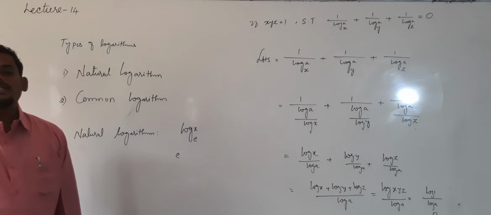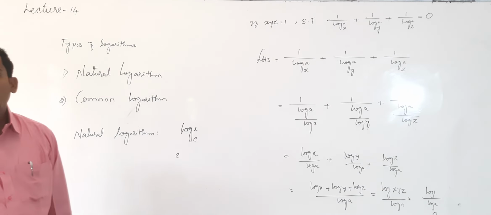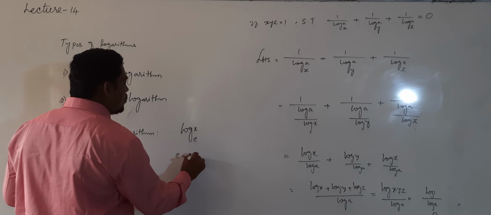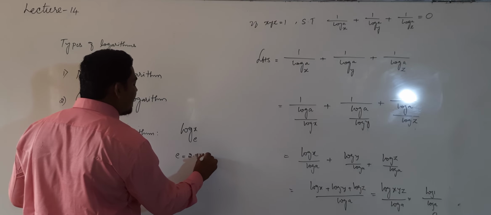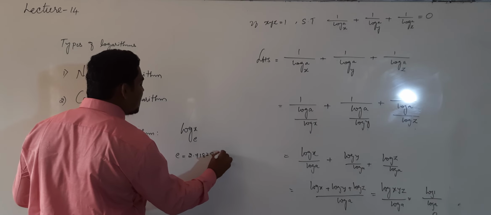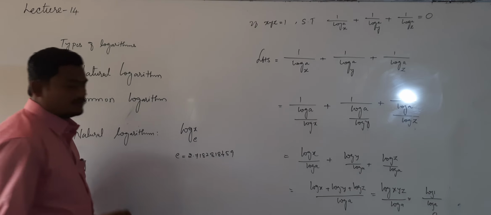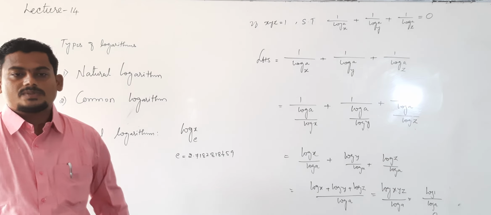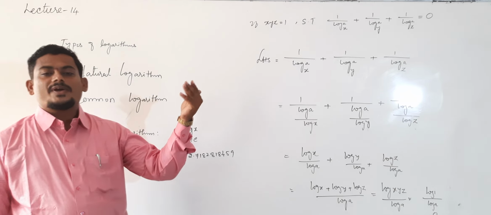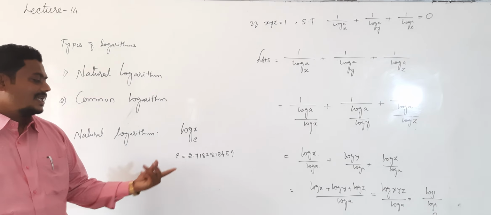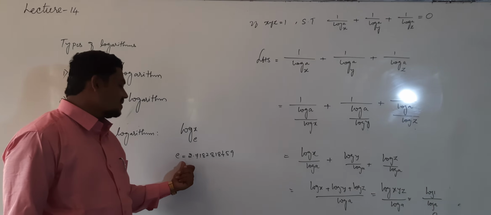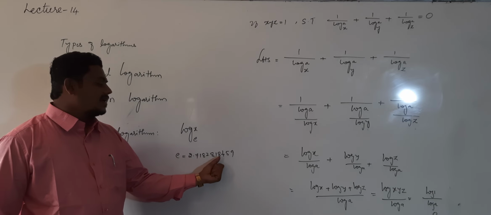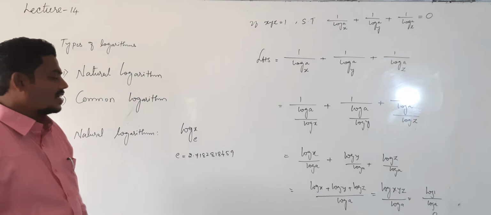e is one of the standard constants. It is like pi. The value of e is 2.7182818459. It is one of the standard constants like pi. Pi is 3.142 or 22 divided by 7. Its value is 2.7182818459 approximately.